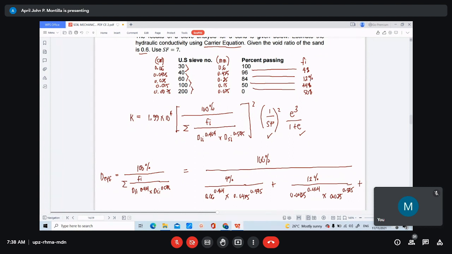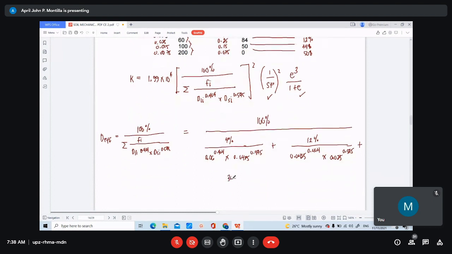That is 34% divided by DLI 0.025 raised to 0.404, and DSI is 0.015 raised to 0.595. Plus, the last one, number 100 and number 200. Their fraction difference is 50%. DLI is 0.015 raised to 0.404 times DSI 0.0075 raised to 0.595.